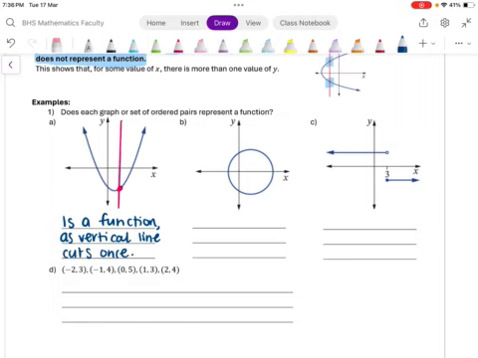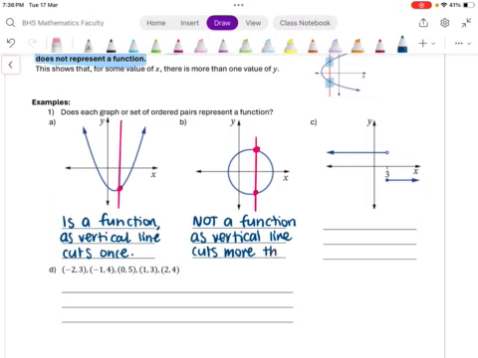once, and once only. Now with B, wherever I draw my vertical line using my ruler, it cuts more than once. It cuts twice in this case. So it means it is not a function, as our vertical line cuts more than once.